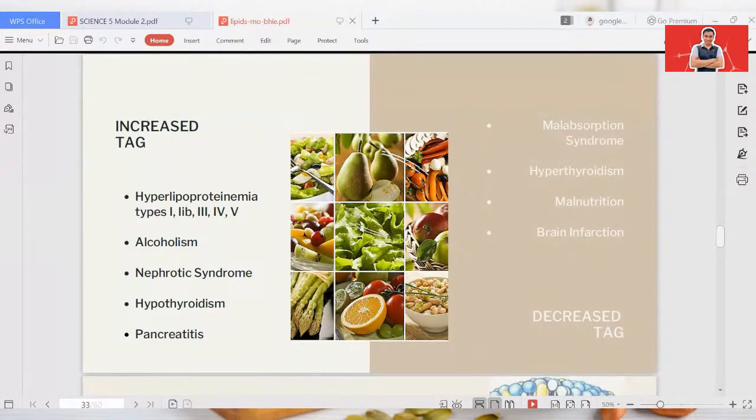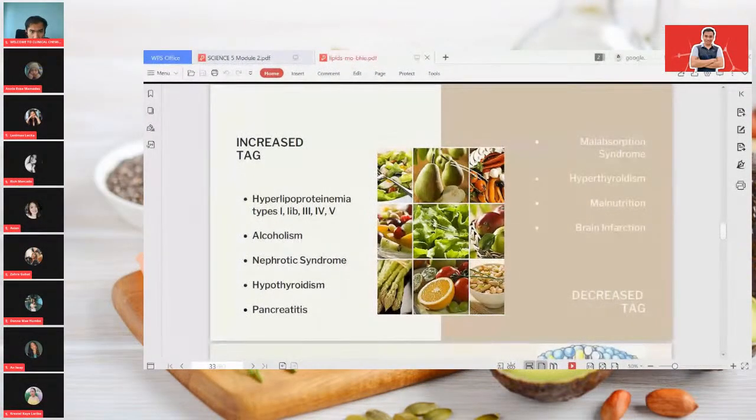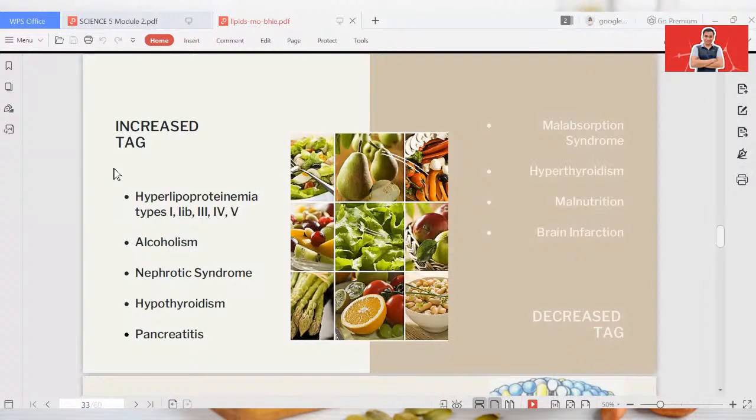Triglycerides increase due to hyperlipoproteinemia types 1, 2B, 3, 4, and 5. Also in alcoholism, nephrotic syndrome, hypothyroidism, and pancreatitis. TAG decreases due to malabsorption syndrome, hyperthyroidism, malnutrition, and brain infarction. So, that's all.